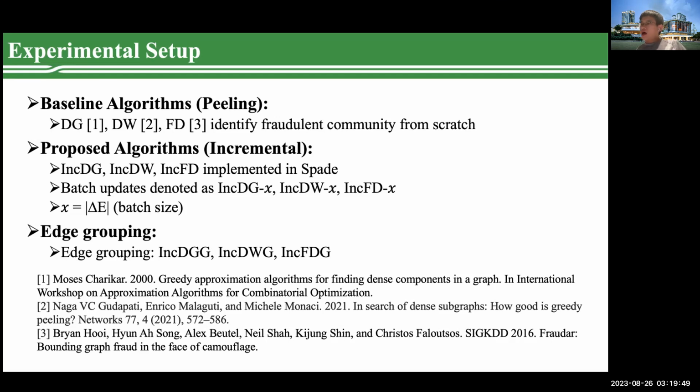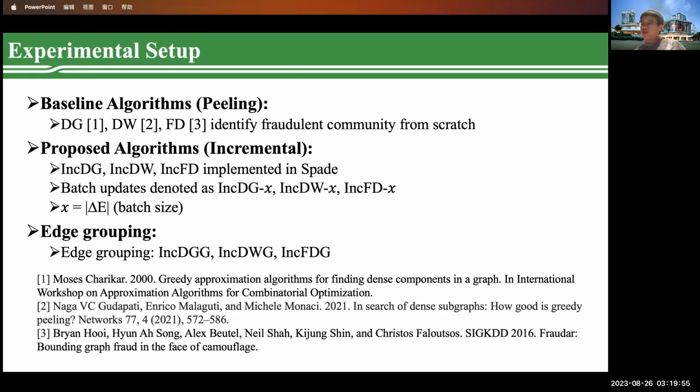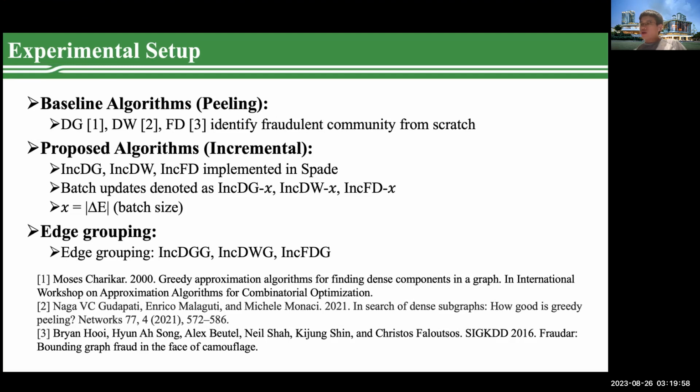DG, DW, and FD are the algorithms which approach the problem by detecting fraudulent communities from scratch. Building upon the baseline, we introduce our set of proposed algorithms designed for incremental processing. ENC-DG, ENC-DW, and ENC-FD optimize performance by adapting to the evolving graph through incremental updates. We denote the algorithm with batch update as ENC-DGX, where X represents the batch size delta E. In addition, we explore the concept of edge grouping, denoted by ENC-DGG, ENC-DWG, and ENC-FDG.